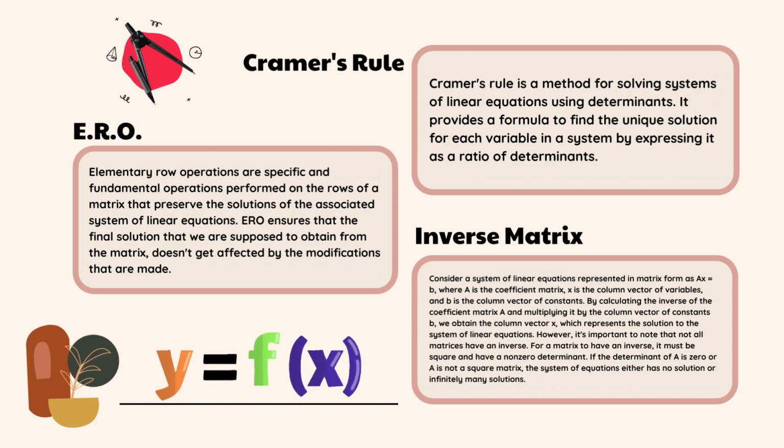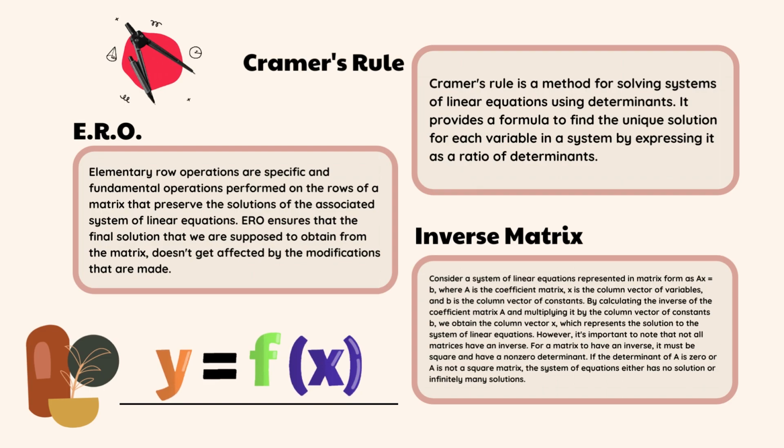So I want you to consider a system of linear equations represented in matrix form such as Ax = b, which is the most common one, where A is the coefficient matrix, x is the column vector of variables, and b is the column vector of constants. By calculating the inverse of the coefficient matrix A and multiplying it by the column vector of constants b, we obtain the column vector x, which represents the solution to the system of linear equations.